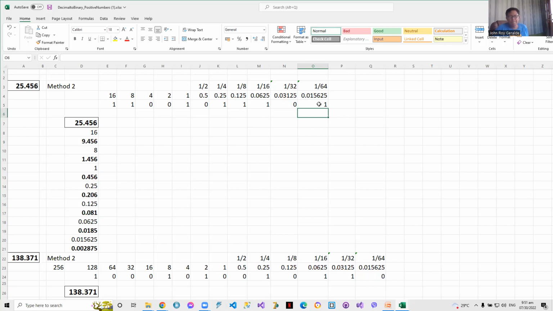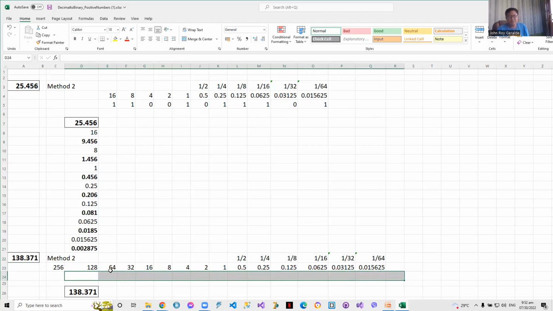Now, do you have an Excel there? Do you have an Excel? Okay, so can you solve 138.71? Hindi ko muna ito ipakita. Can you solve it, and then show me the answer, chat me the answer. Can you do that in 5 minutes? Pull out your Excel and convert 138.71. 5 minutes, everyone.